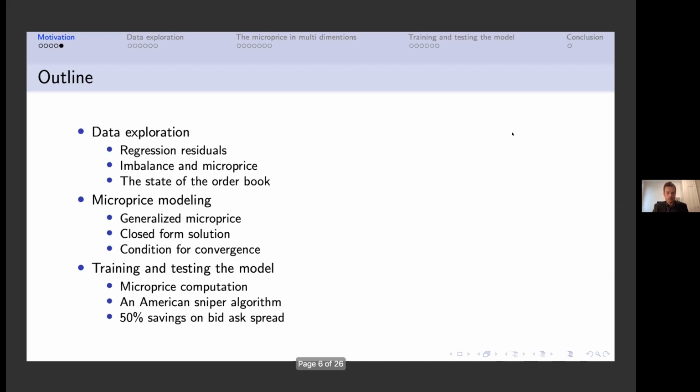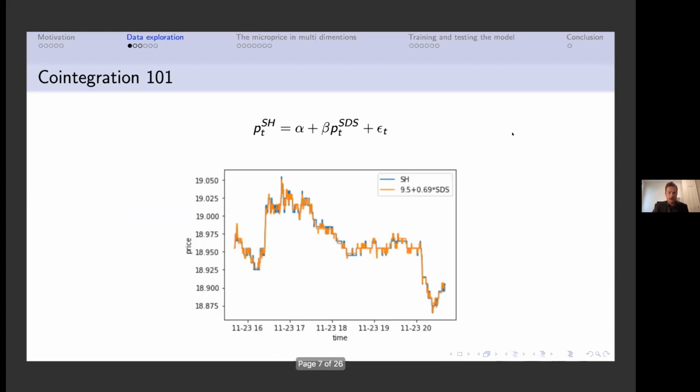All right, so let me jump right in and show you just how strongly related SH and SDS are. There's a long theory, a lot of papers written about what cointegration is and how we can test it, and there are several tests for cointegration, but this is such an extreme case that somehow there is no concern that these two assets are cointegrated.